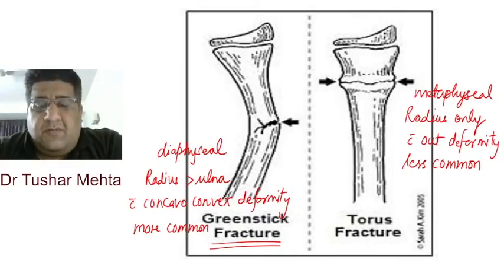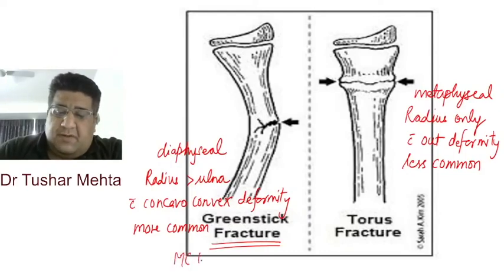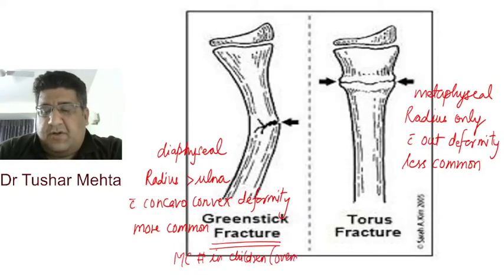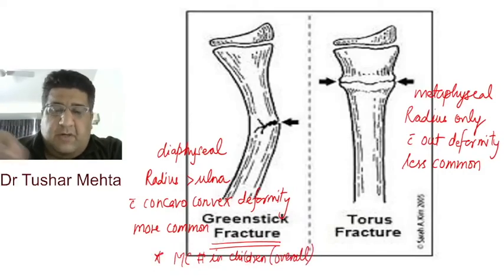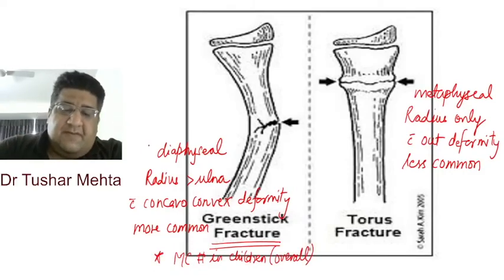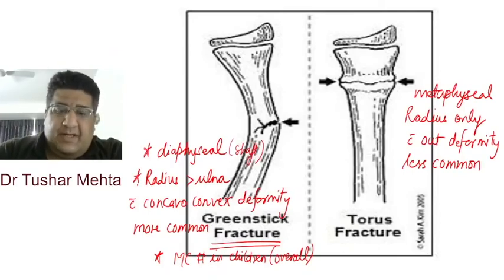So this is the most common fracture seen in children. Greenstick fracture is the most common fracture seen in children overall, that you have to remember. Now this greenstick fracture has to be in the diaphyseal area, it has to be in the shaft, it has to be in radius more than ulna, and there has to be a concave or convex deformity.